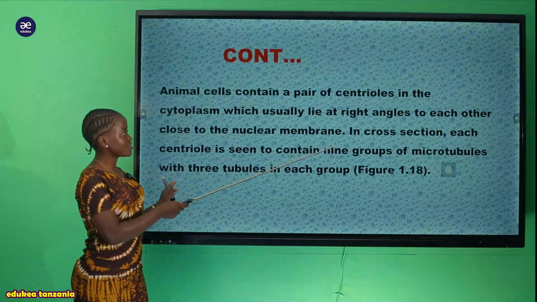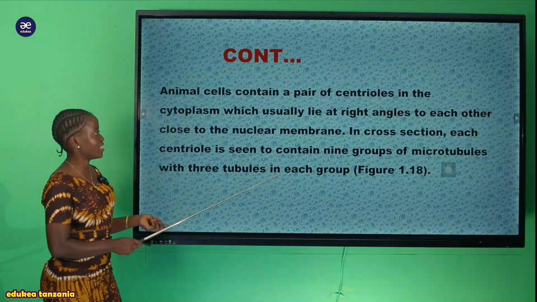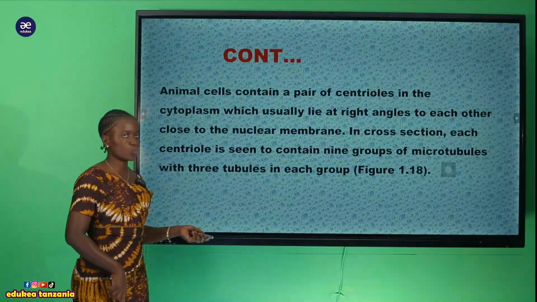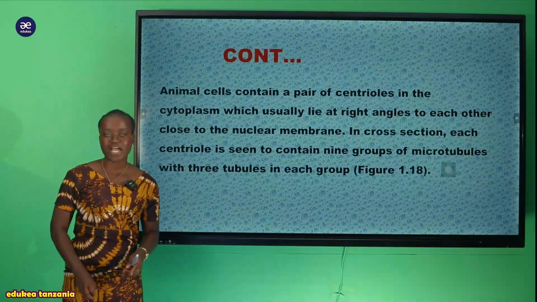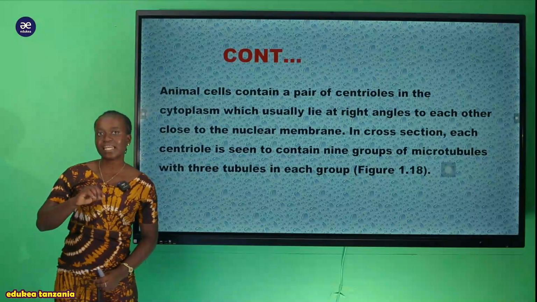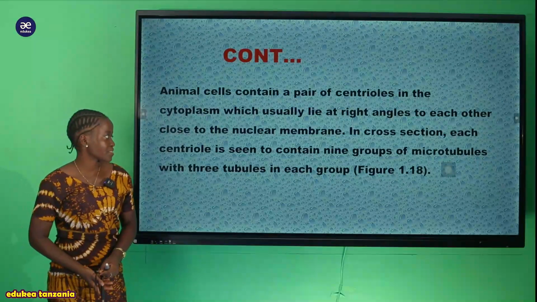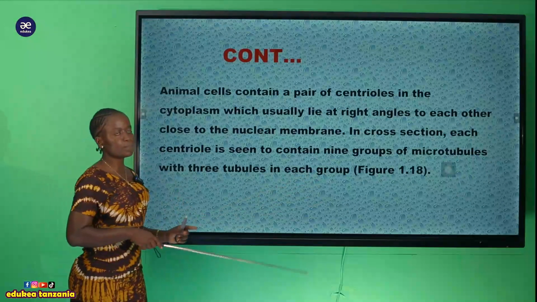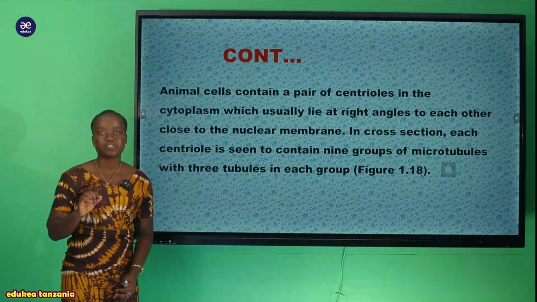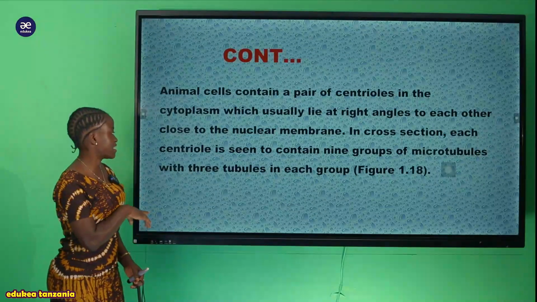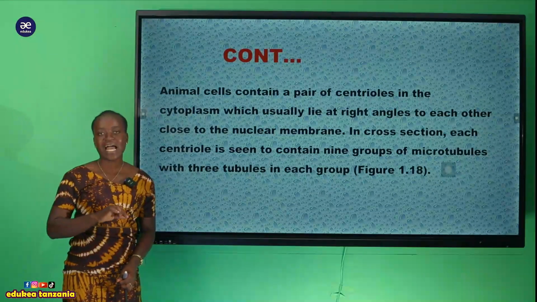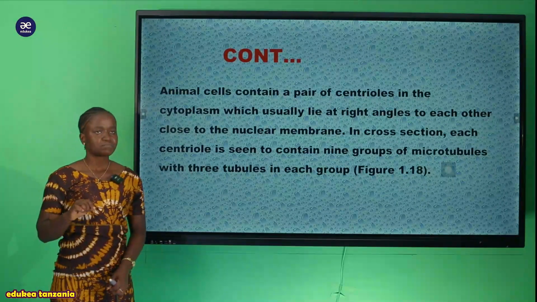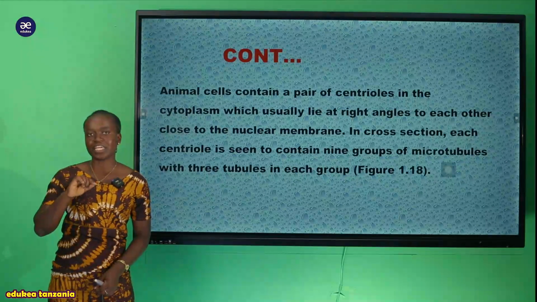So now in a cross section, each centriole is seen to contain 9 groups of microtubules with 3 tubules in each group. So if you look at the structure of the centriole, we say it is made up of microtubules, which are arranged into 9 groups. So simply we can say that centrioles are just 9 plus 3. So that is the arrangement of centrioles in an animal cell. Remember, that is the arrangement of centrioles in animals.